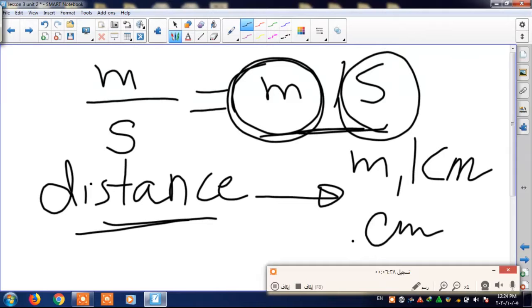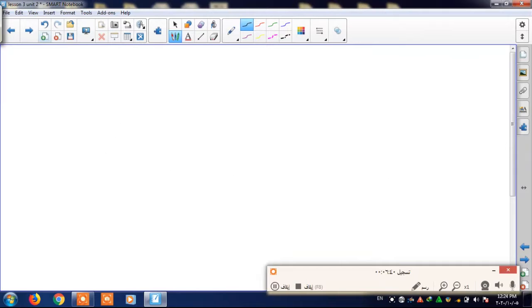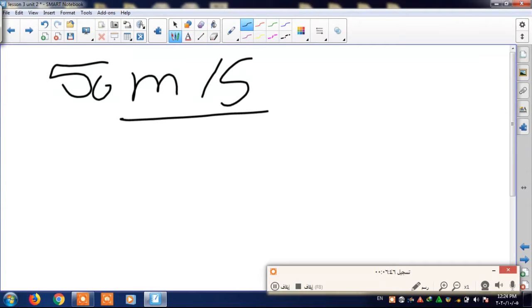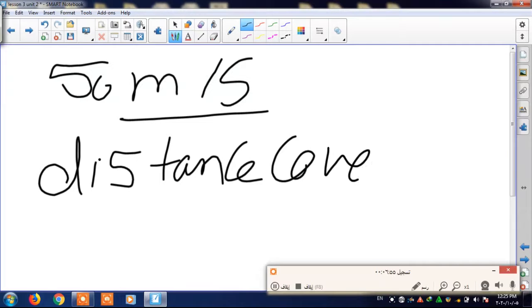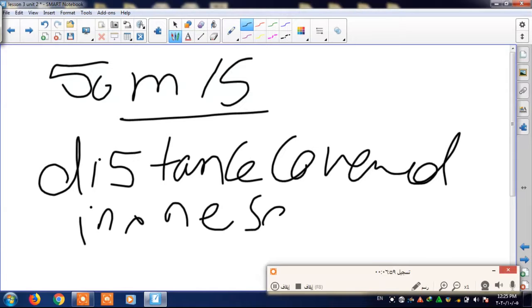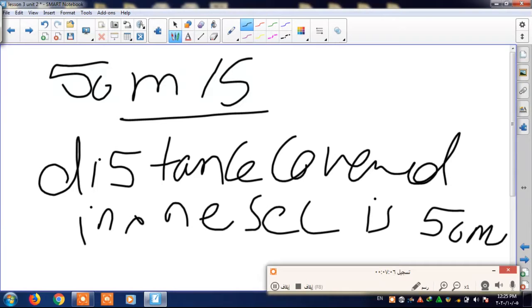Okay, any problem here? When I ask you, what is the meaning of the speed of the motion equal 50 meter per second? You can answer me, this means that the distance covered in 1 second is 50 meter. So this object can cover 50 meter in each second.